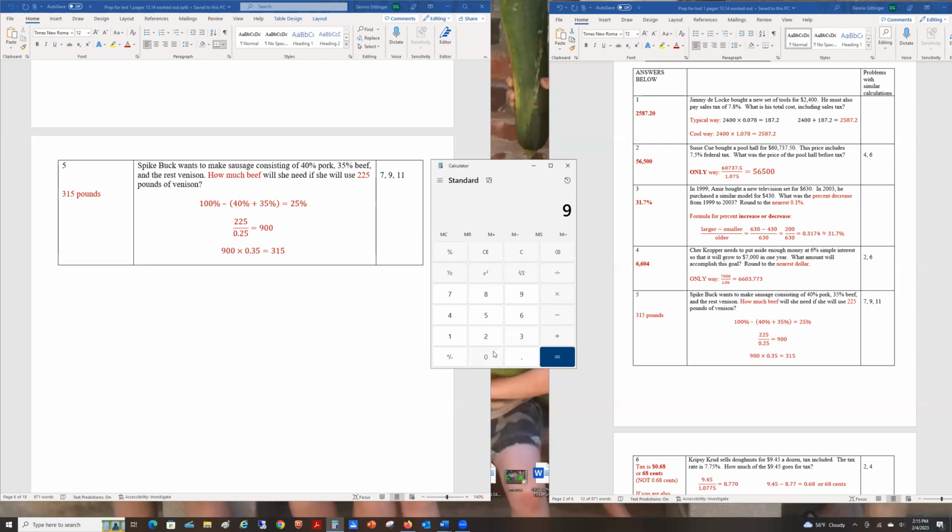But to show you why this works, you can take 40% for the pork of 900, that's 360, and add that. Then you can take 25% of 900, believe it or not, and that is going to be, guess what, 225. Oh yeah, you add that to memory, and what's in memory now, there's the whole 900 pounds. 35% of it's beef, 40% of it's pork, and 25% of it is venison. Very cool.